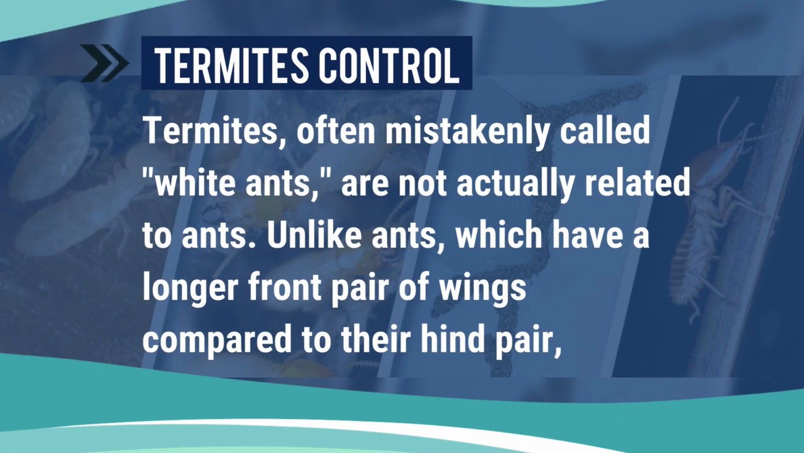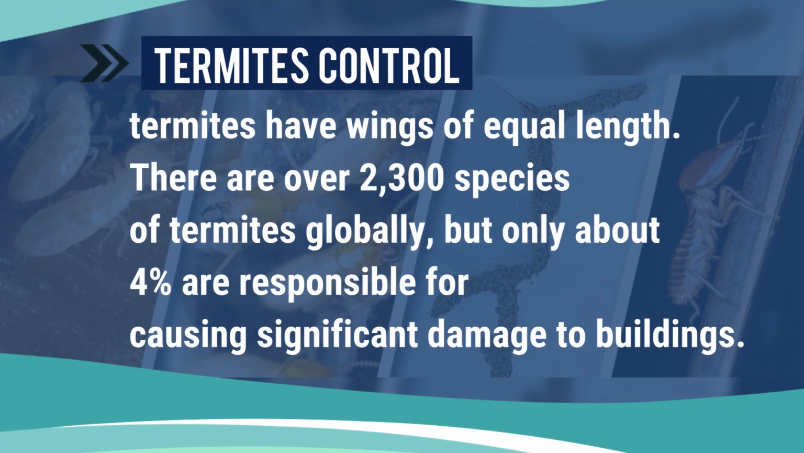Termites, often mistakenly called white ants, are not actually related to ants. Unlike ants, which have a longer pair of wings compared to their hind pairs, termites have wings of equal length. There are over 2300 species of termites globally, but only 4% are responsible for causing significant damage to buildings.